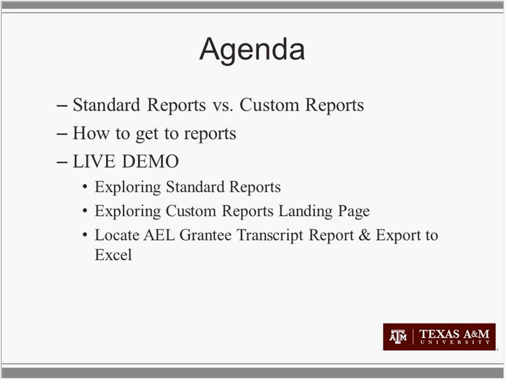So today we are going to just touch on standard reports versus custom reports for a few minutes. We're going to talk about how to get to reports, and then a majority of our time is going to be spent with a live demo. I'll go into the portal. I'll look at custom reports and standard reports just a little bit with you guys. And then pull up an AEL grantee transcript report, export it to Excel, and we'll take a look at how you can filter the data in Excel so that you can use it for narrowing down your PD portal or your PD needs for the rest of the program year.